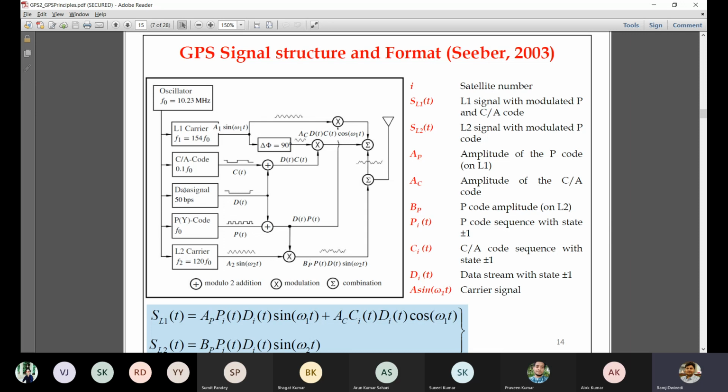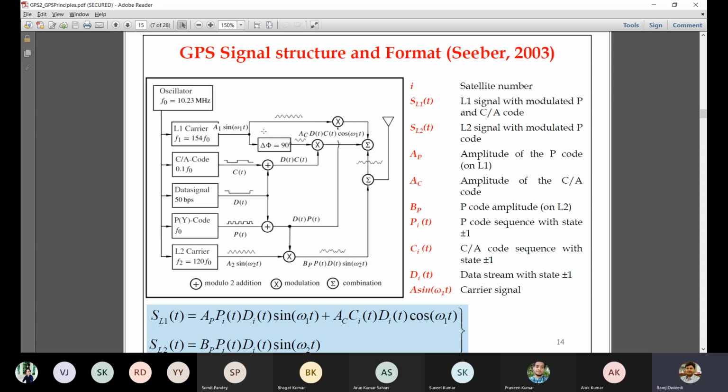Carrier is written as A1 sine omega 1 t. What do you mean by A1? Amplitude of L1. Sine, sinusoidal signal. Omega 1, that is frequency. And time, with respect to time, how it is changing. Then you split it. The signal is split into two parts. One with a 90-degree phase shift, so the signal is split into two parts.